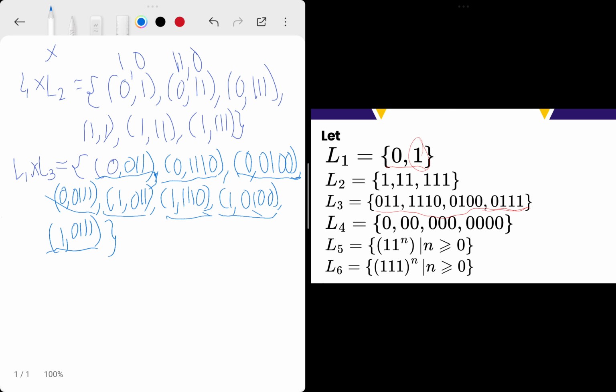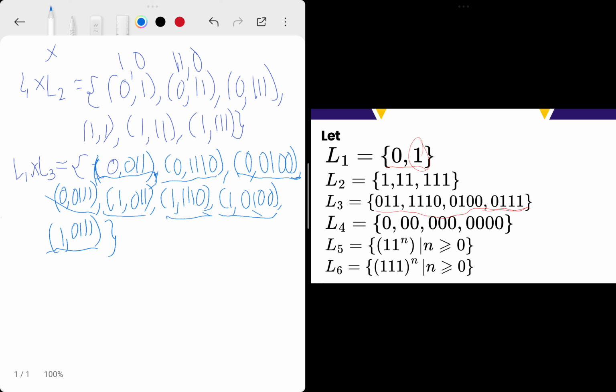Okay, the comma inside the parenthesis delineates the ordered pair. Okay, so that's it for the product of languages.